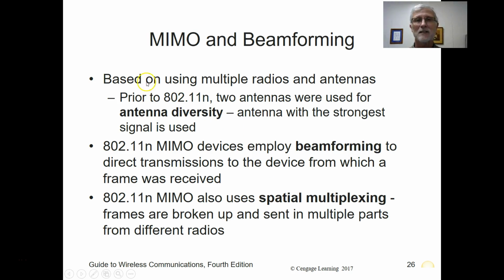Now, what am I doing? Since I got multiple antennas, now I can use antenna diversity. And basically it says, I'm going to receive what's my strongest signal. So I got multiple inputs, multiple outputs, MIMO. Now I'm employing a beamforming technique, so I'm going to direct my transmission. I'm using spatial multiplexing, because as frames are broken up, I can send to multiple parts, different radios.